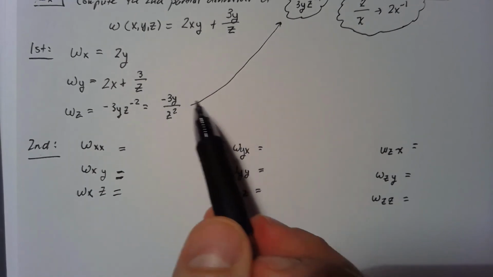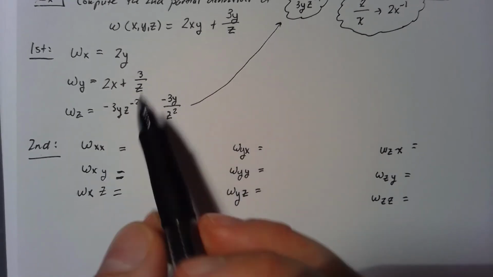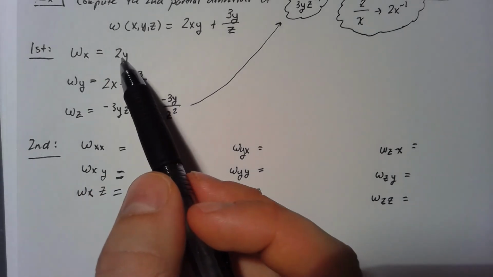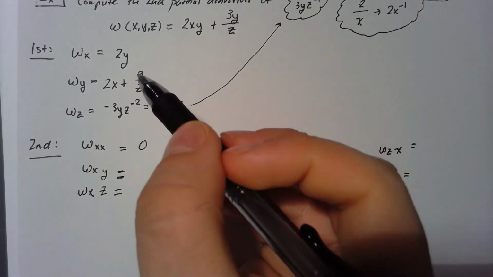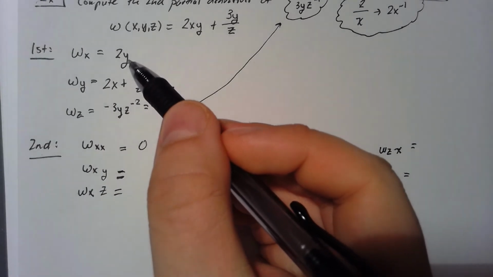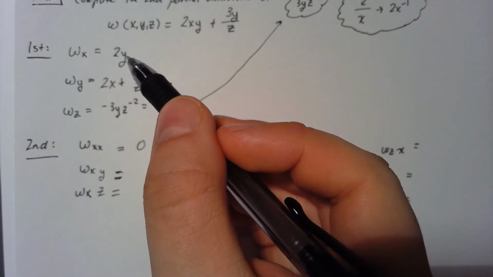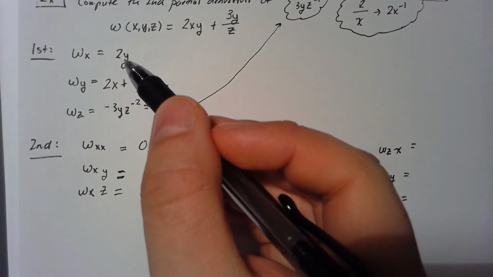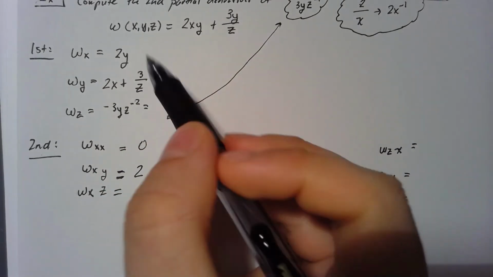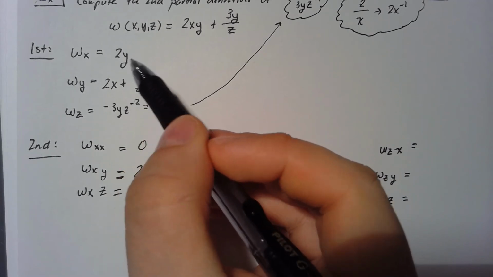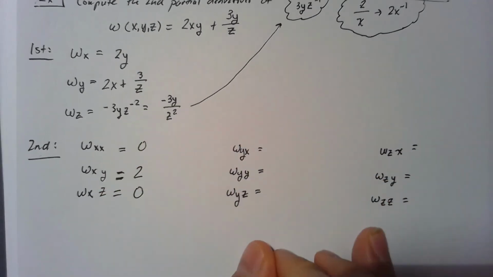Some of these could be done really easily. If you look here, what's the partial derivative of this one with respect to x? That's easy, 0. Partial derivative of that with respect to y? Well, the derivative of y is 1, so I'm going to have 2, right? And with respect to z, there's no z here, so it's going to be 0. That was easy.